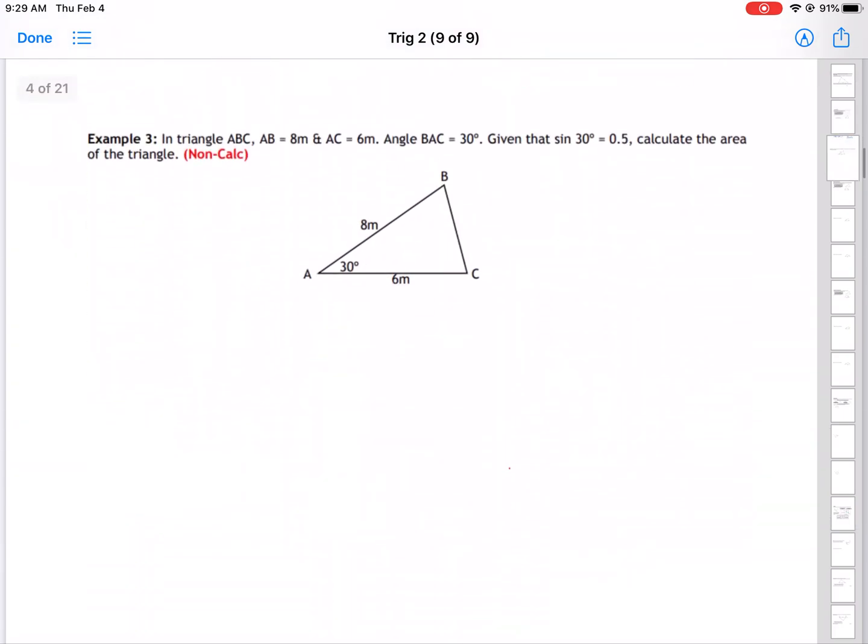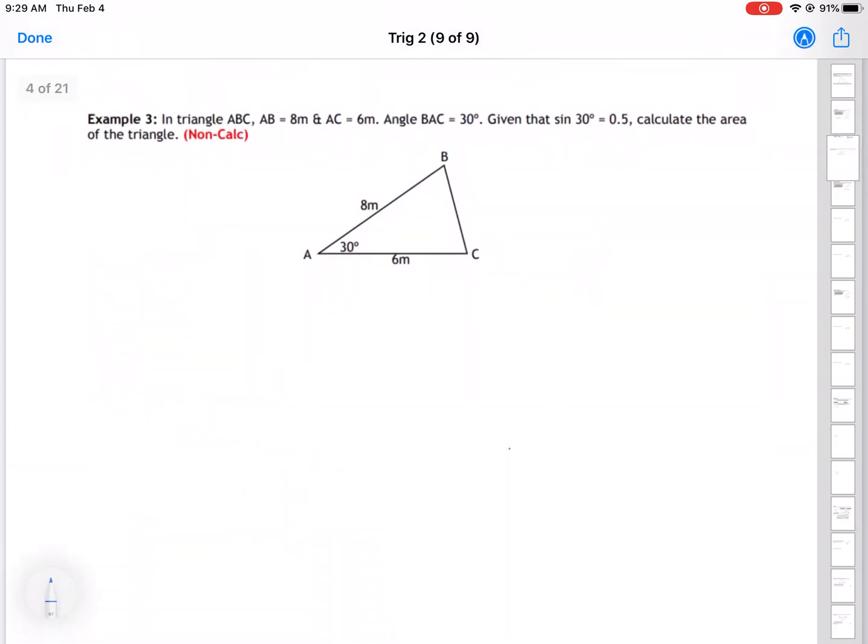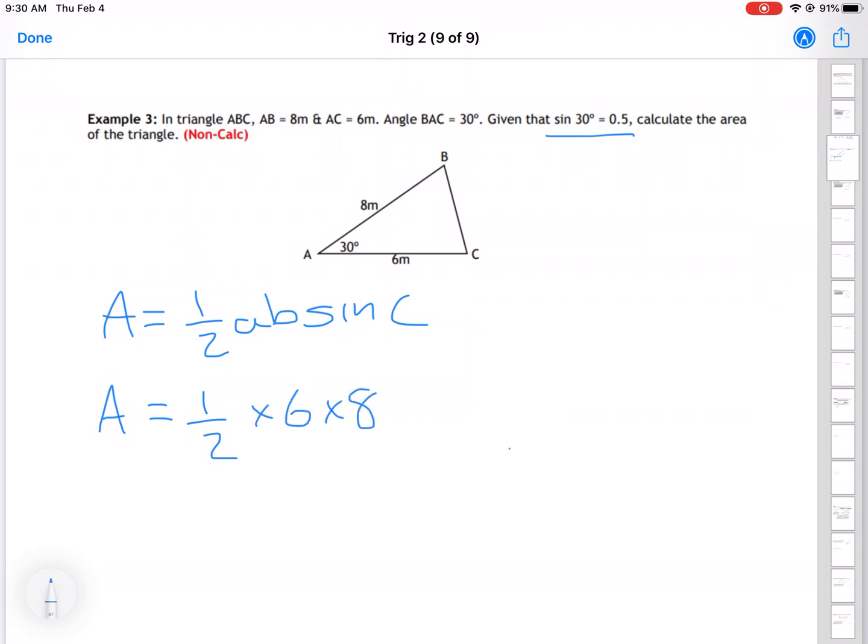Okay, so down to another application of this area formula. We have got in this case a triangle, and we are told that sine 30 is equal to 0.5. Now, the reason that we're told that is so that we can use this in a non-calculator example. So calculators away for this one. We're still using area equals a half AB sine C, since it's a triangle and we're trying to find its area. So a half, now a and b are our two sides that we know, so times 6 times 8 times sine, C is always the angle that's enclosed between those two sides, so it has to be sine 30.